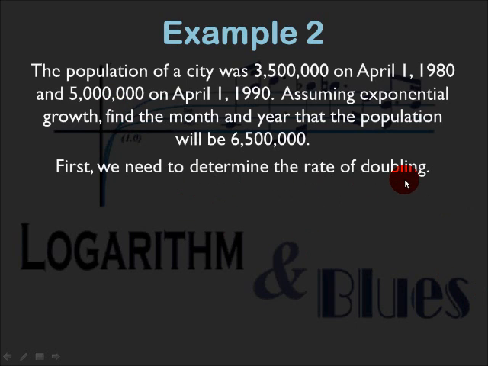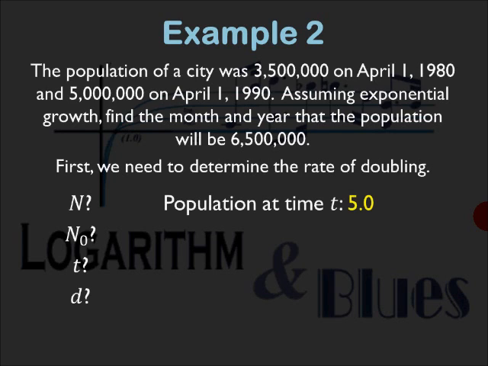We need to determine the rate of doubling. That's the question that we want to know. The rate of doubling is going to be some rate in terms of probably years in this case. How long does it take for the population to double? So here are 4 variables for the doubling time formula: N, n0, t, and d. N represents the population at time t. So after time t is passed, our population in this case is 5 million. I'm going to use just units in terms of million. So population at time t is 5.